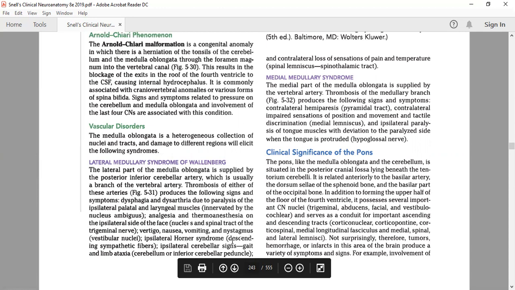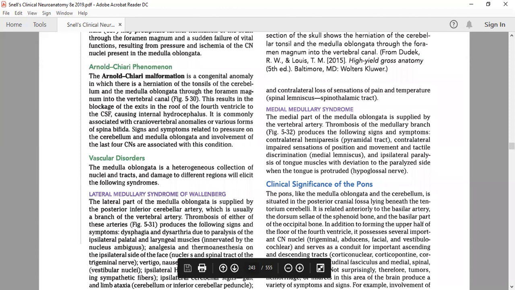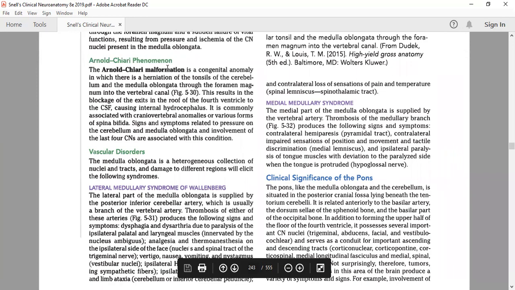It is caused by damage to the descending autonomic fibers. Ipsilateral cerebellar signs, gait and limb ataxia, due to the cerebellum or inferior cerebellar peduncle, and contralateral loss of sensation of pain and temperature, due to the spinal lemniscus, the spinothalamic tract.